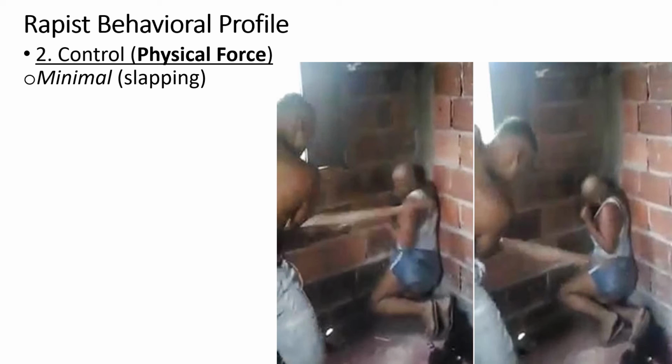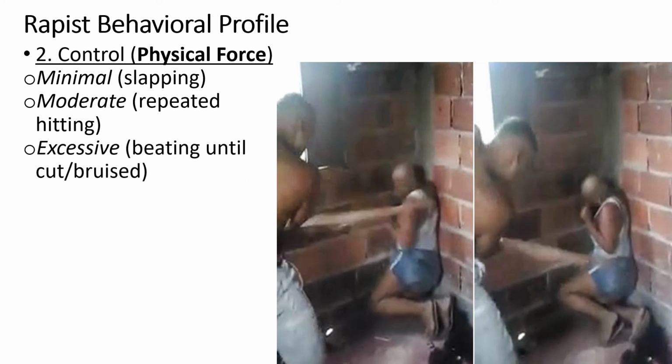The first level is minimal. So in every level here, obviously, he's using physical force. So slapping her. If she resists at all, slap her across the face. Moderate would be repeated hitting, multiple punches. Excessive would be beating her until she's cut, bruised, and bloody. And the highest level is what we would call brutal, and sadistic torture would fall into this category. He wants her to feel terrible pain. Sadistic meaning he enjoys seeing her in pain.